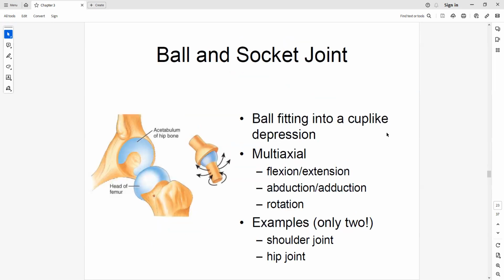And the most flexible joints, the joints with the highest range of mobility, are the ball and socket joints. This is the shoulder joint or the hip joint. And we have flexion, extension, abduction, rotation. So these types of joints provide the articulating bones with the greatest freedom of movement.